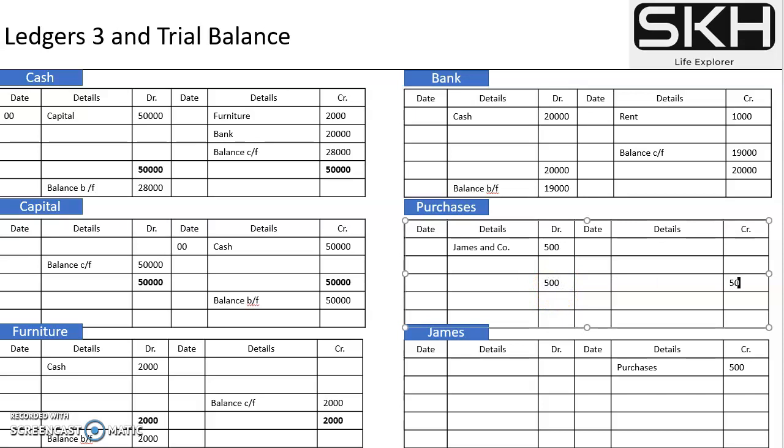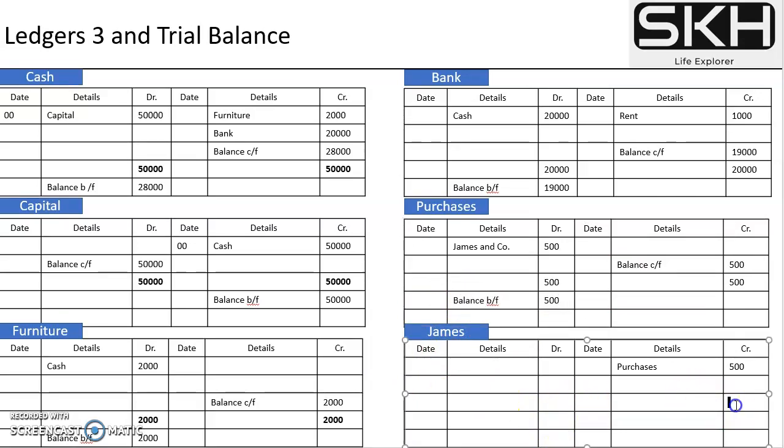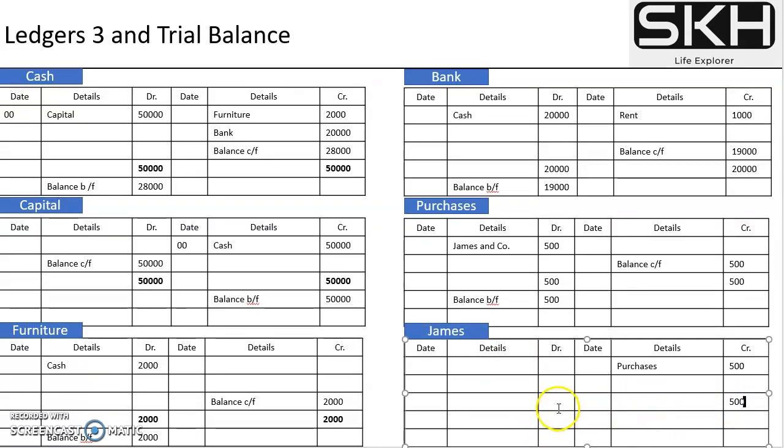So 500, 500, and the balance CF is 500, which will become balance BF. BF means brought forward. And then James and Co., same, we have 500. I'll put 500, and this will become balance CF for 500 and I'll post it down balance BF 500.